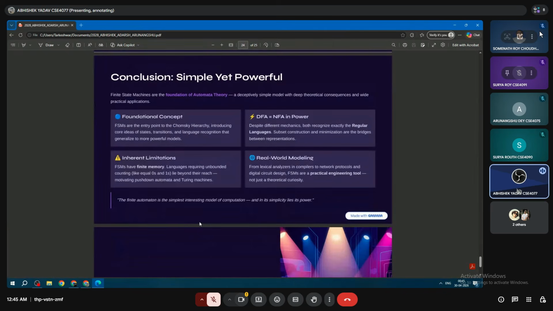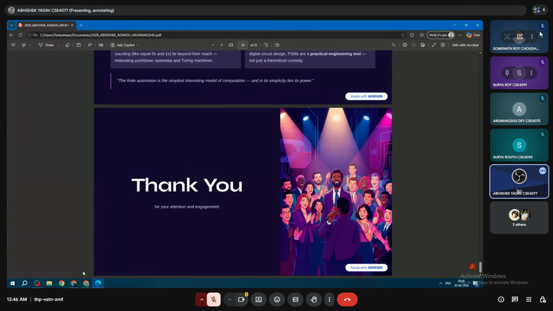Okay. So now I would like to conclude whatever I have talked about. Finite state machines are the foundation of automata theory. We have learned the foundational concepts, then that DFA is equal to NFA in power, then the inherent limitations, and then real-world modeling. So thank you.